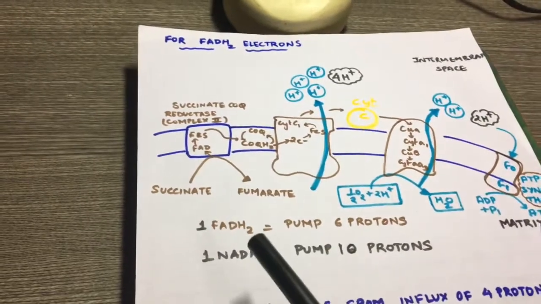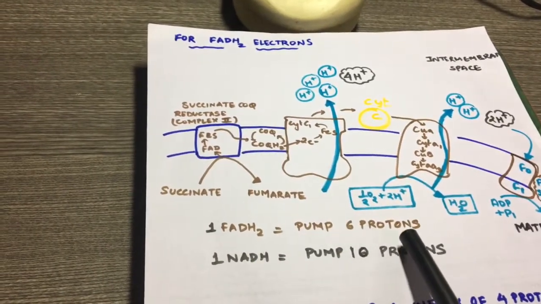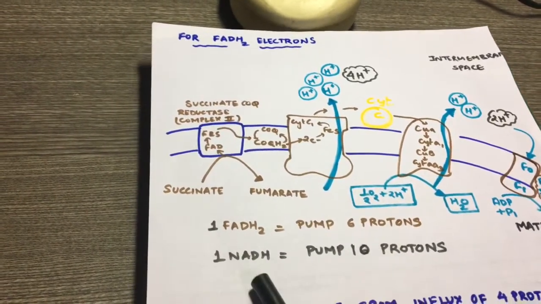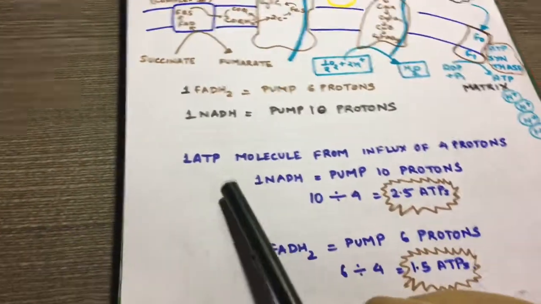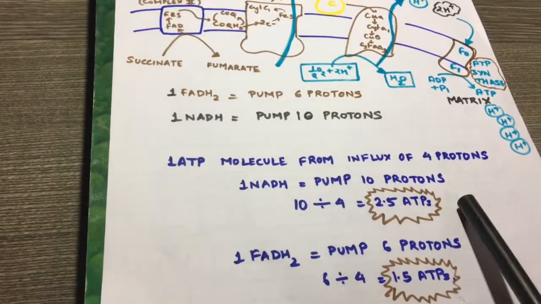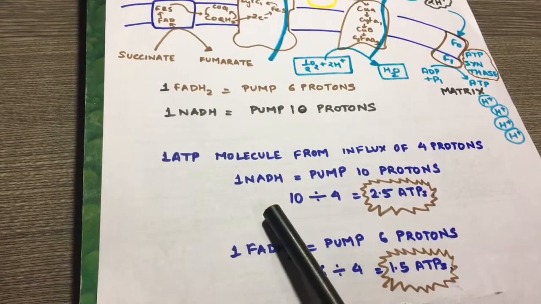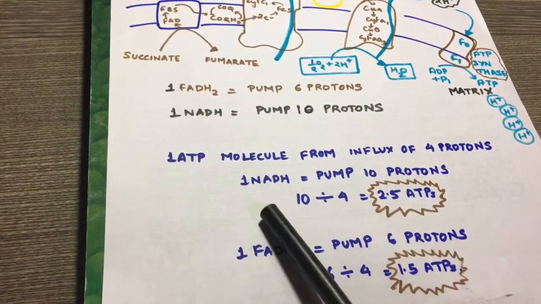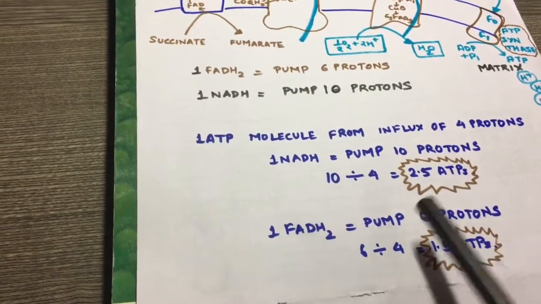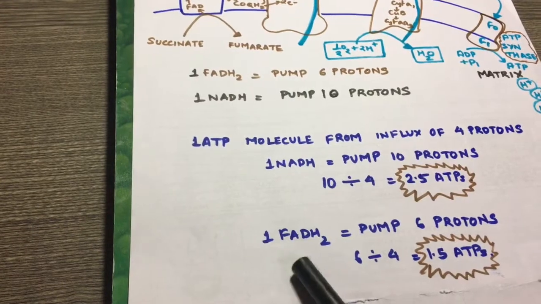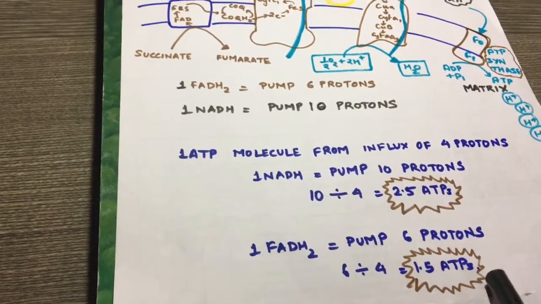So one FADH2 pumps 6 protons in the intermembrane space, and one NADH pumps 10 protons. One ATP molecule is made from the influx of 4 protons. So one NADH gives 2.5 ATP, and one FADH2, which pumps 6 protons, gives 1.5 ATP.